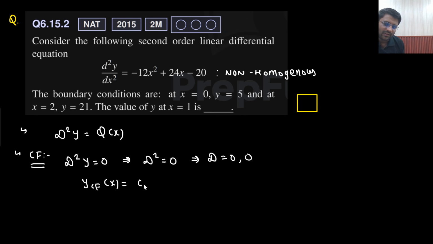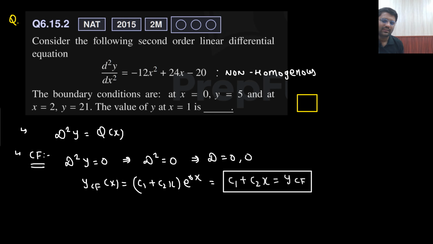So that would be nothing but c1 plus c2x e to the power 0x. E to the power 0x will be 1. So you are getting the complementary function as c1 plus c2x. This is the complementary function that you are getting. This is your YCF, and YCF is c1 plus c2x.